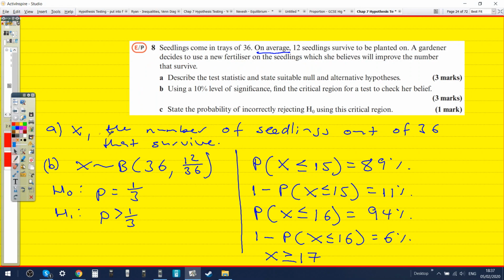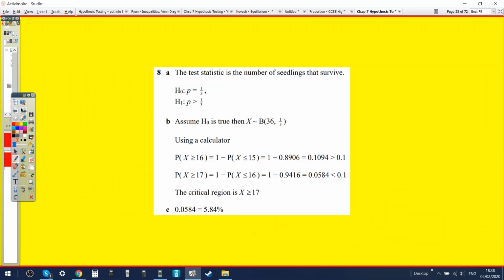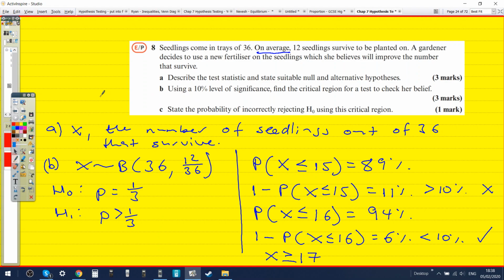Wait, so you know how before we got 11%? Yeah. That's not good enough because it's above 10. Yep. Okay. So this one is greater than 10%, so that's not good enough. And so this one is less than 10%, and so that's good enough. And the critical region is that. And part C. So we use x has to be bigger than or equal to 17.